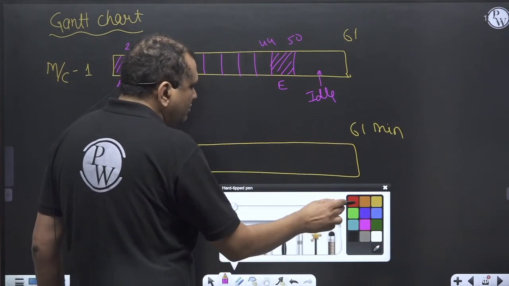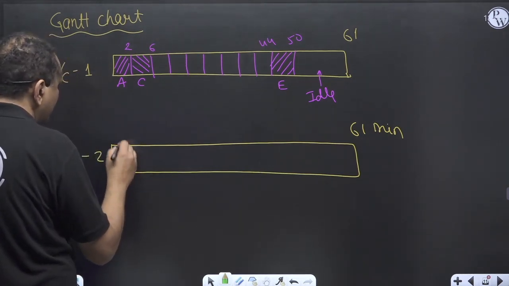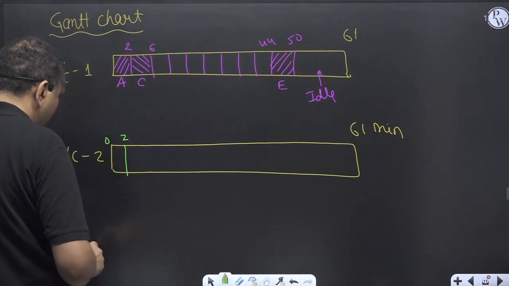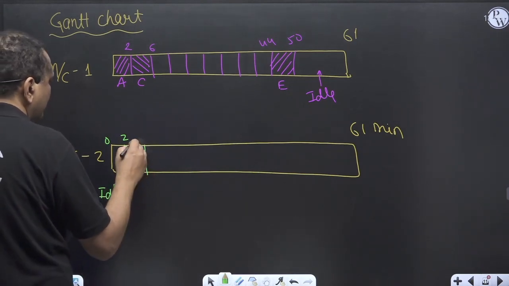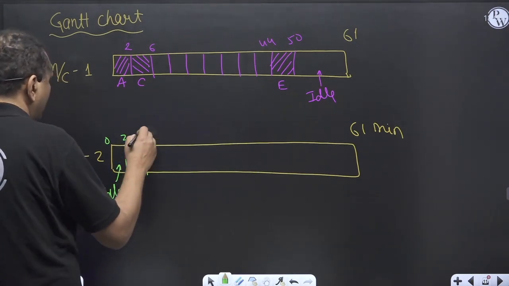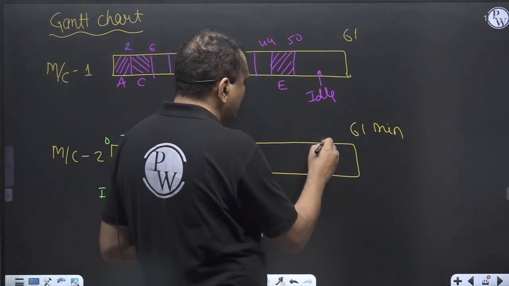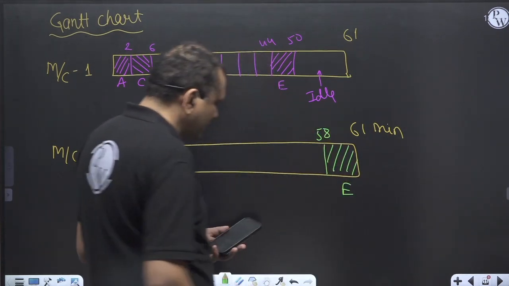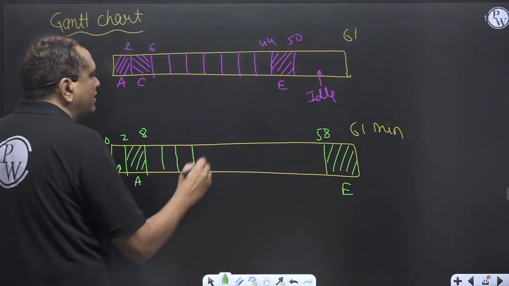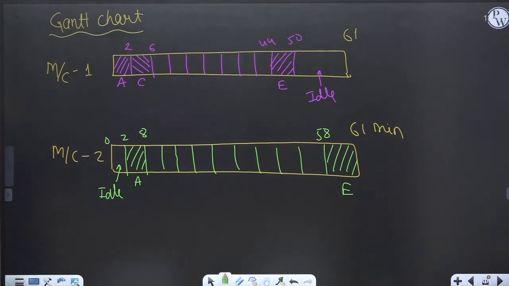Now for machine 2, 0 to 2 is idle. 2 to 8 is A. Same thing last, 58 to 61 is E. And in between there are many other things. Correct? There are many other things.